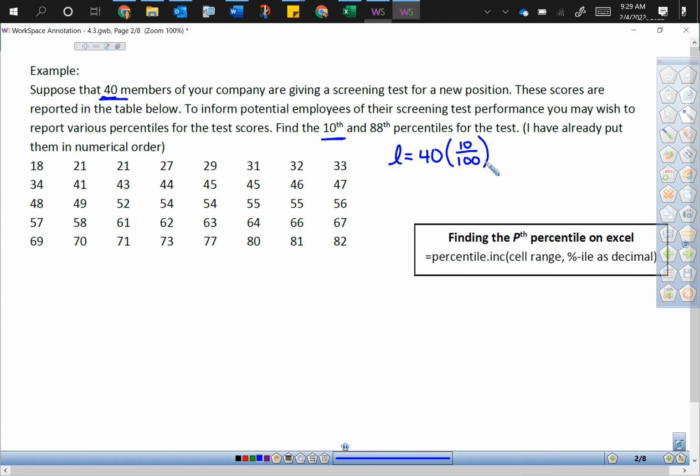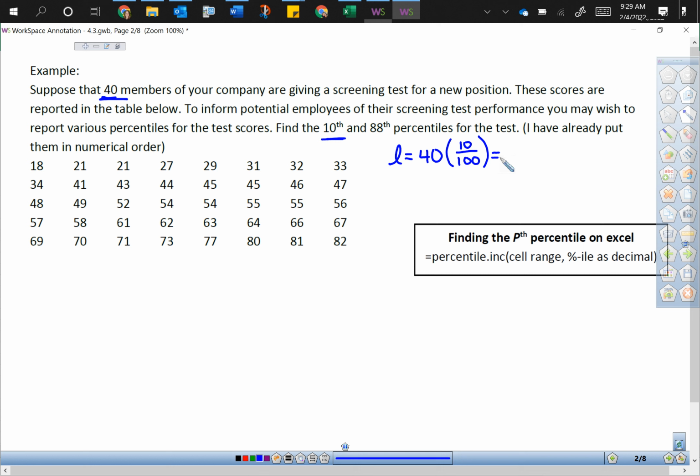Then all you need to do is put that into your calculator. What do we get? 4. Is 4 a decimal or an integer? It's an integer.